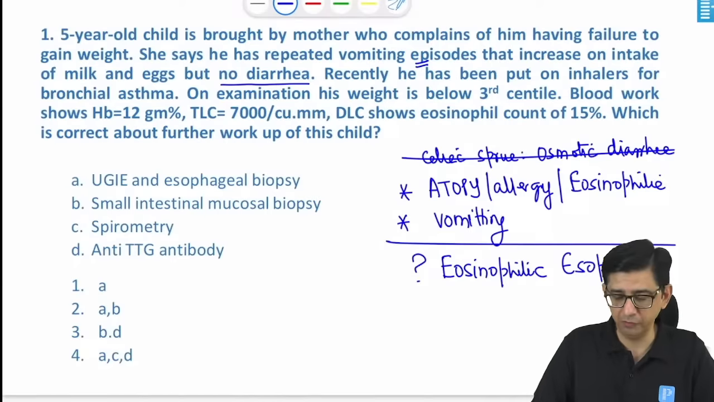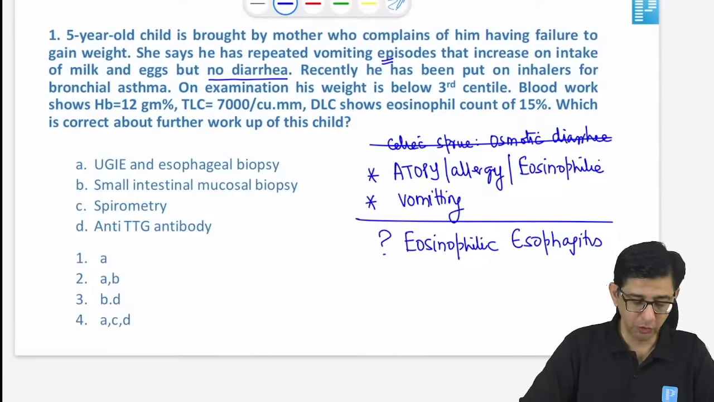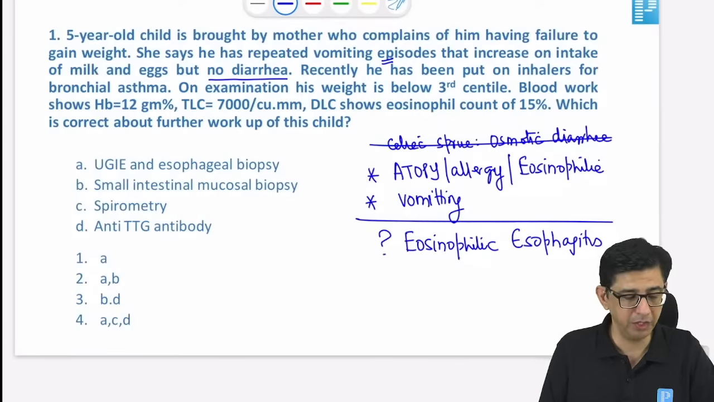Even if we were thinking in terms of celiac sprue, why would we do spirometry? Because in this particular case, we have already diagnosed him as bronchial asthma and he's already on inhalers. So three is not the answer, guys. The correct answer for this one would be an upper GI endoscopy.